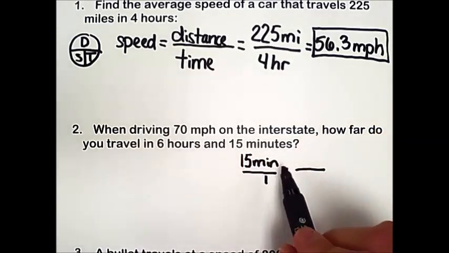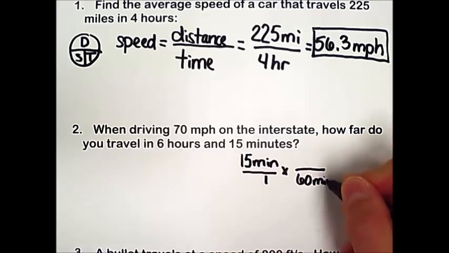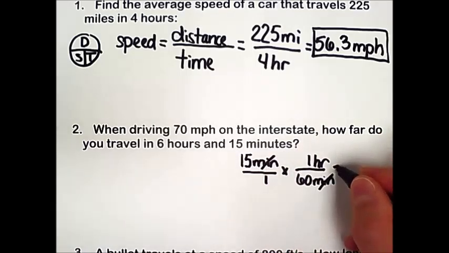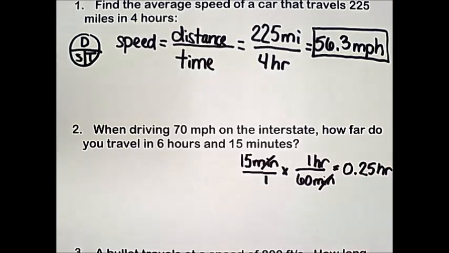So we start out by writing 15 minutes as a fraction over 1. We know that 60 minutes is equal to 1 hour. Minutes over minutes cancel. 15 minutes then becomes 0.25 hours.